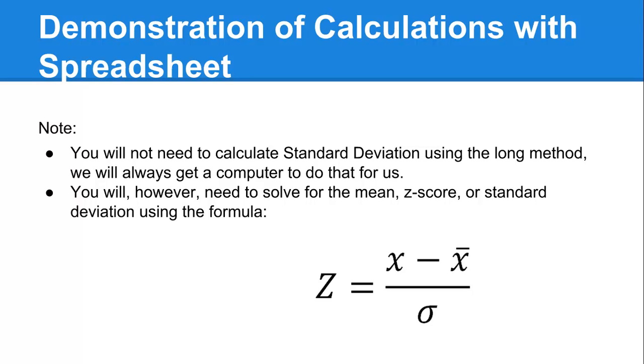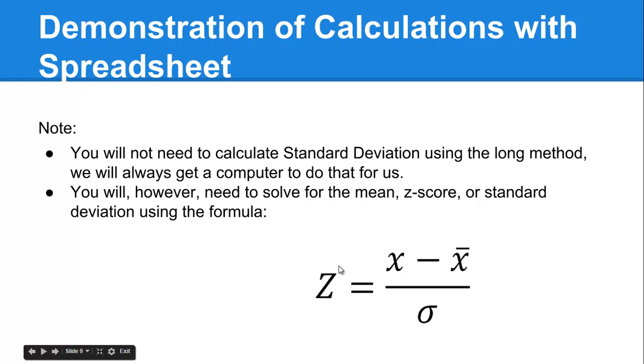Note, you will not need to calculate standard deviation using a long method. We're going to get a computer to do that for you. However, you do need to solve for the mean, the z-score, or standard deviation using a formula. If any one of these things was unknown, we would want to figure out what it is. If you knew the z-score, the point, and the standard deviation, you need to find the average. If you knew the average and the standard deviation, and where the z-score was, you would need to find that point. So we'll need to do the algebraic manipulation of this formula, but we won't have to calculate standard deviation by hand.